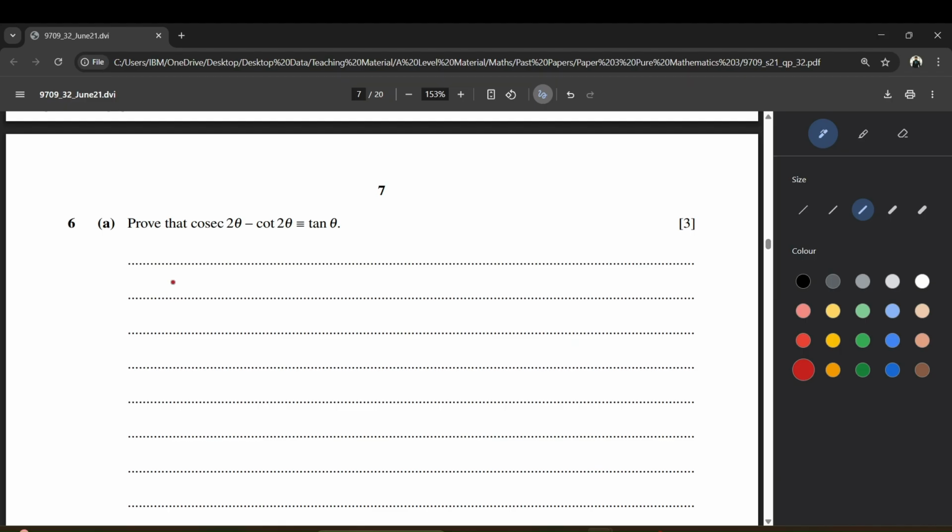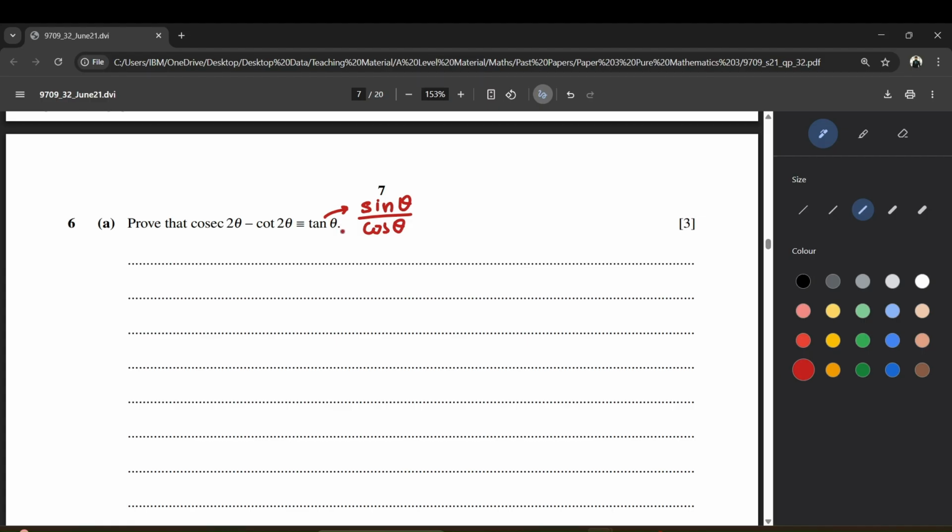Question number 6 is, prove that cosec 2 theta minus cot 2 theta is equivalent to tan theta. Okay. Now look, because you need to get your answer in tan theta, what I can imagine is that the last step that would give me this solution would be that I should end up with sine theta over cos theta. Somehow, after doing my working, I should end up with sine theta over cos theta, and that in turn I'm going to write down as tan theta.